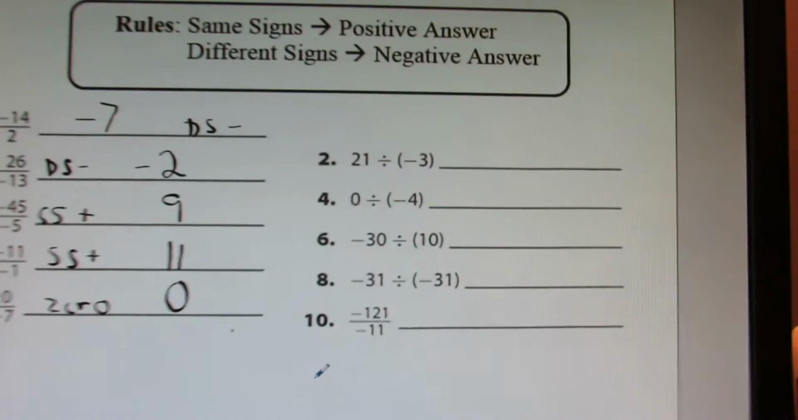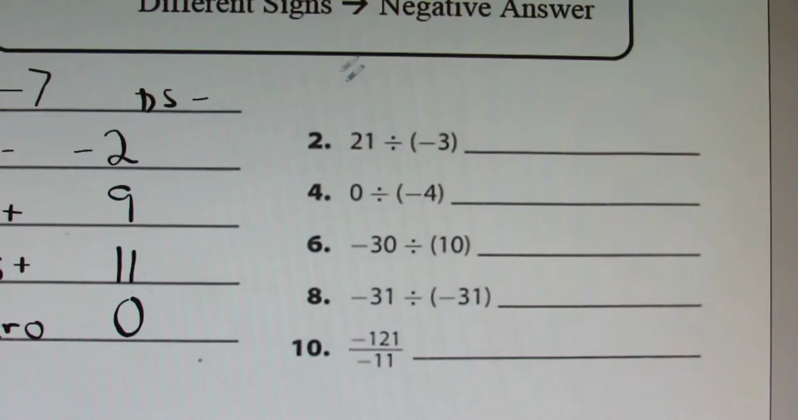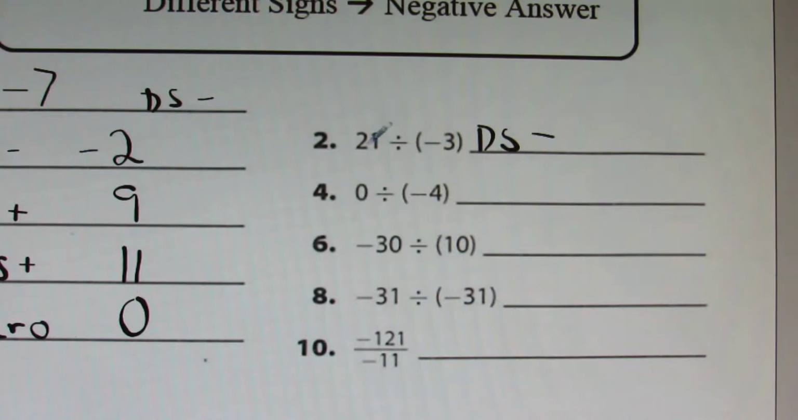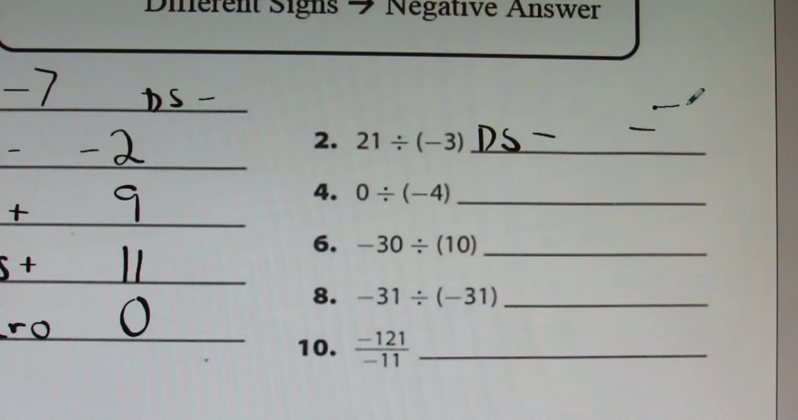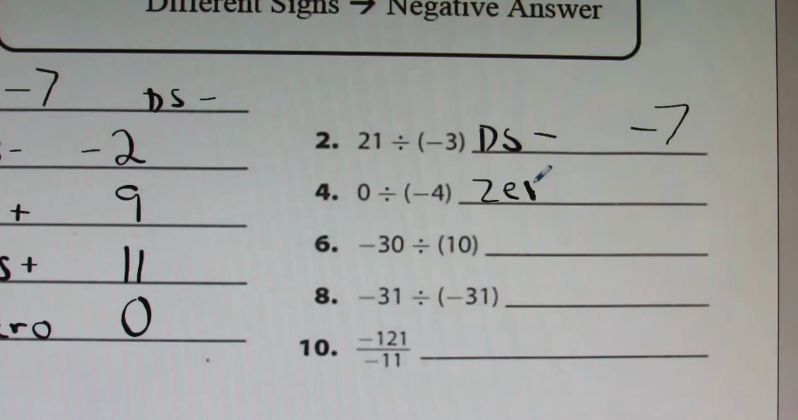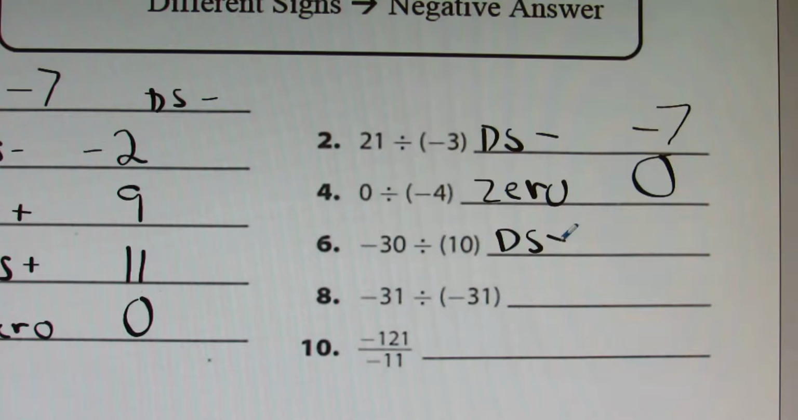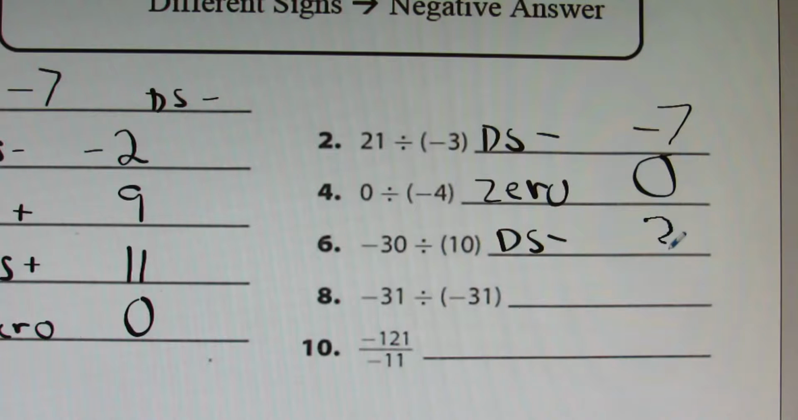All right, moving over to this side. So, different signs. My answer is going to be negative. This answer should get you -7. Again, I have a 0 in my problem for number 4. So my answer is just going to be 0. Number 6, I have different signs. My answer again will be negative. Different signs, 30 divided by 10, or 10 times what gets you 30? That's going to be 3, and it will be negative because they're different signs.